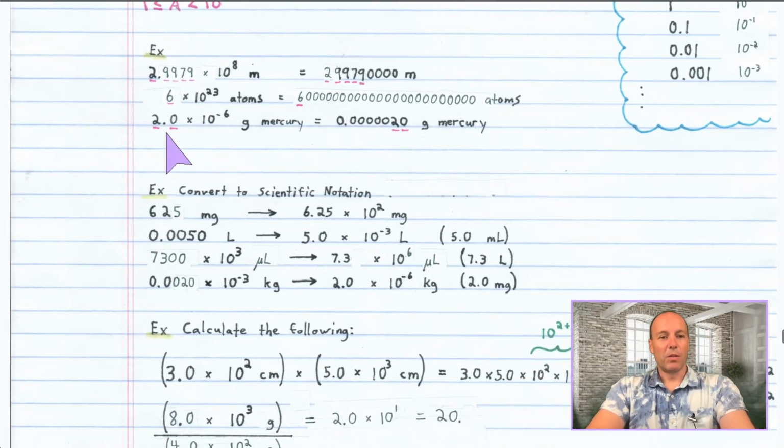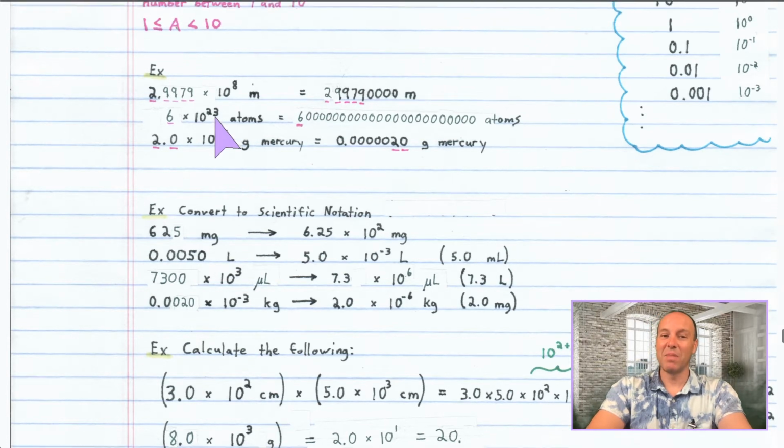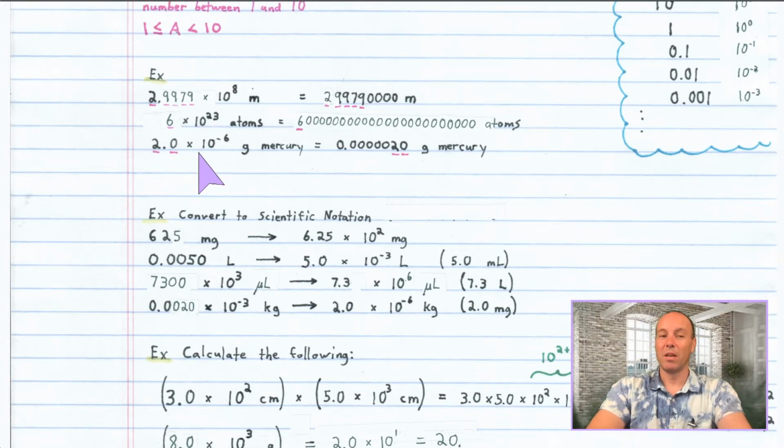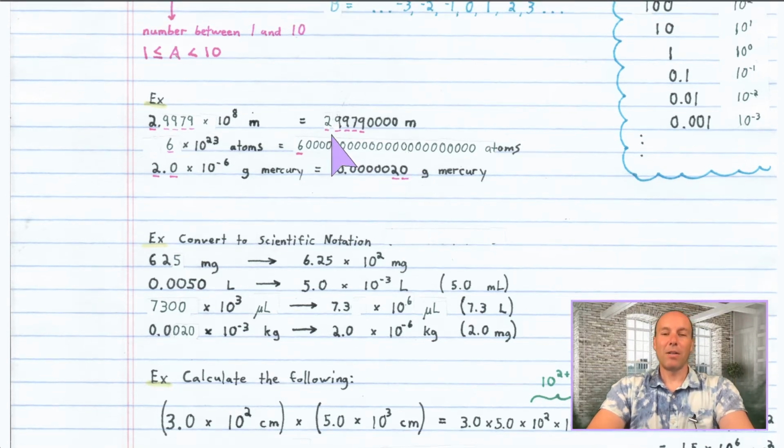The next one, 2.0 times 10 to the minus 6 grams of mercury. So now we're getting smaller than 1. So 2.0 times 10 to the minus 6. So now this is going to be a very small number of grams. If you wanted to see what this one looks like in normal form, it would be 0.0000020 grams of mercury. So it's a very small amount of mercury. Now, you should be able to go back and forth between the number in normal form and in scientific notation.